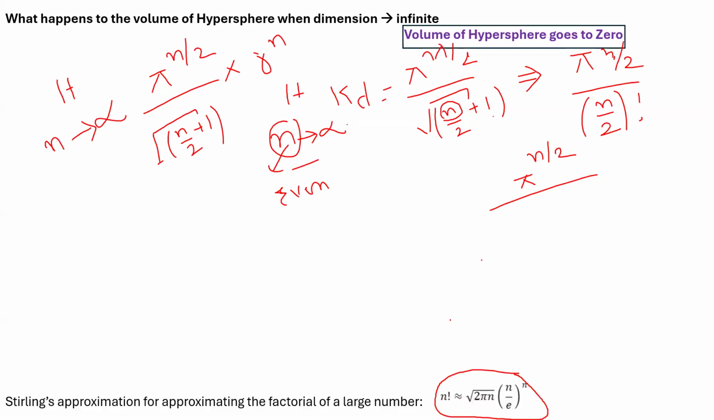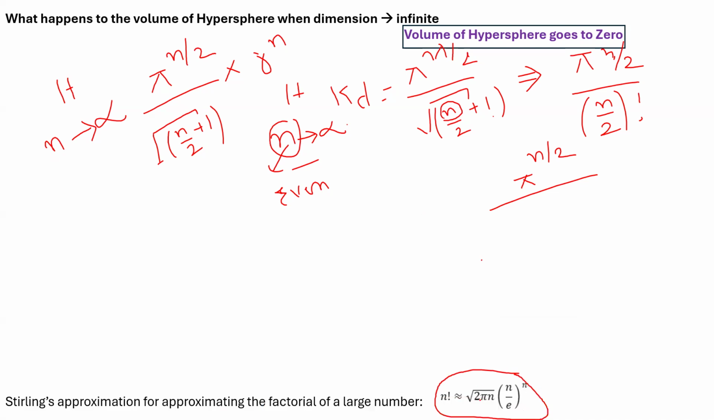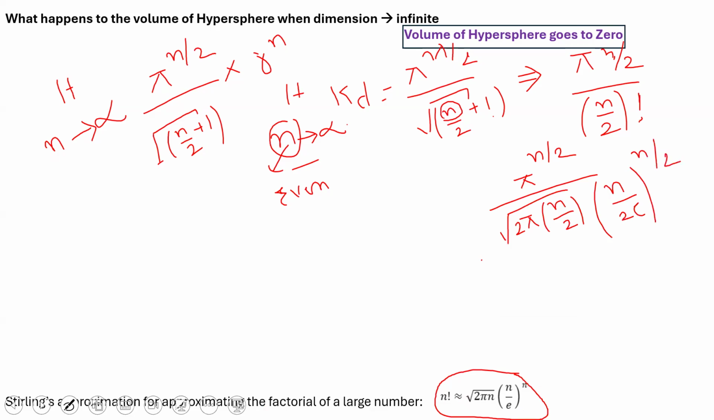What does Stirling's approximation say? That says n factorial is nothing but root of 2 pi n into n by e whole to the power of n. I'm replacing n by 2 factorial with this approximation. Here n becomes n by 2, so everywhere I'm replacing n with n by 2 now. So here 2 and 2 get cancelled: n by 2e whole to the power of n by 2.